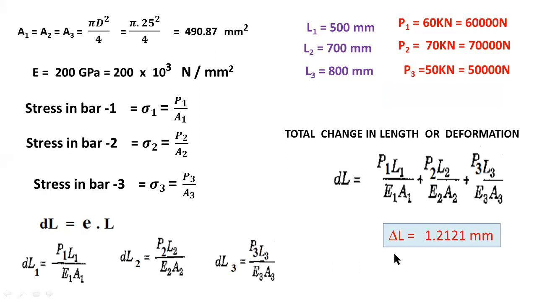You can get the answer: total deformation, or total change in length, delta L equal to 1.2121 mm. This is the total change in length. Here this is a positive value, so positive means extension, or increase in length. So the total change in length in the compound bar, delta L, equal to 1.21 mm. This is the answer for this problem.